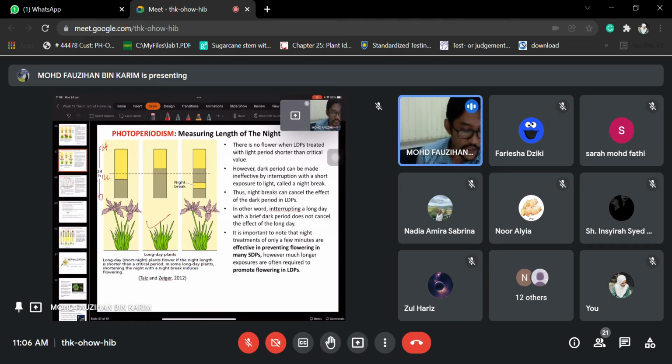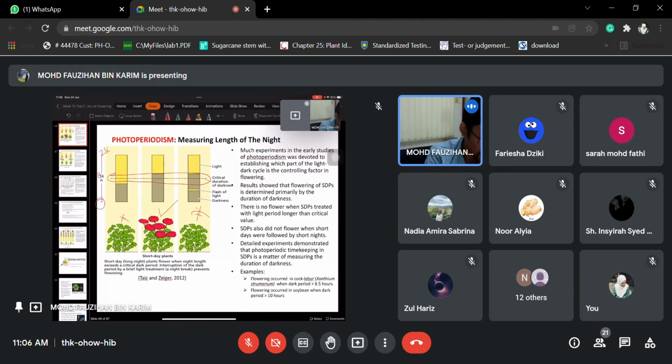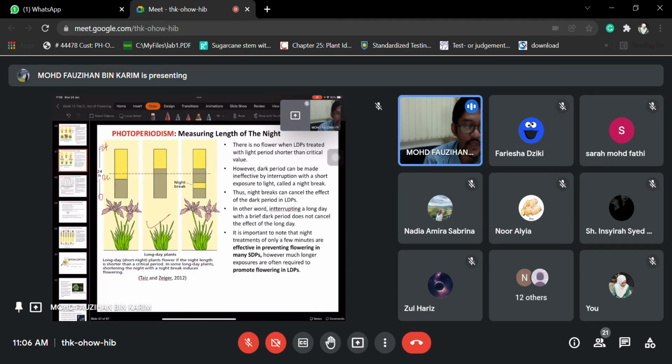Cuma, it is important to note that night treatments of only a few minutes are effective in preventing flowering in many species. Alright, so kat sini, see, for short day plants, it's enough just you give the plants 1 or 2 minutes, okay, few minutes is enough to prevent the flowering in the short day plants. Tapi kalau pokok long day plants, you need a bit more longer lah, dalam 1 hour ke half an hour probably, required to promote flowering in LDP. Okay, long day plants.